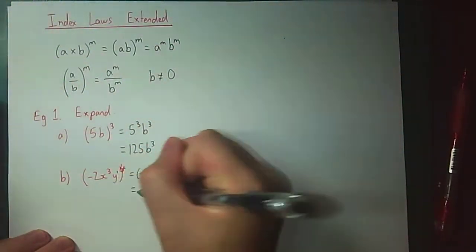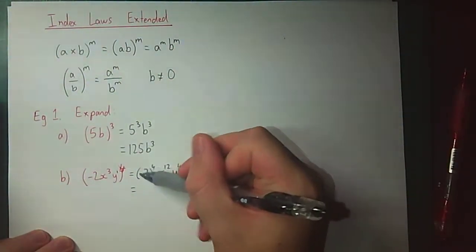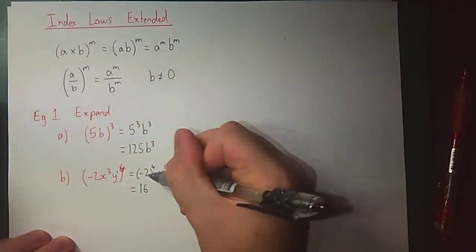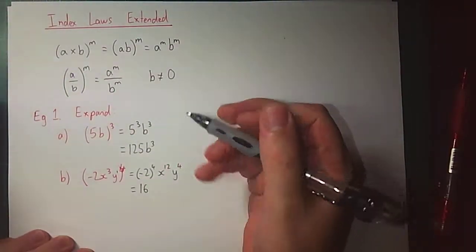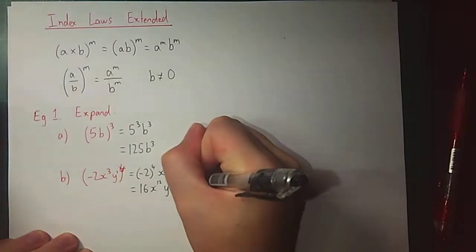Now we can simplify this. Now if you type into your calculator minus 2, but with the brackets, to the power of 4, you're going to get 16. If you do it without the brackets, you're going to get minus 16, and that's not the same answer. So you need to make sure the brackets are in there. And then we're left with the x to the power of 12 and y to the power of 4.